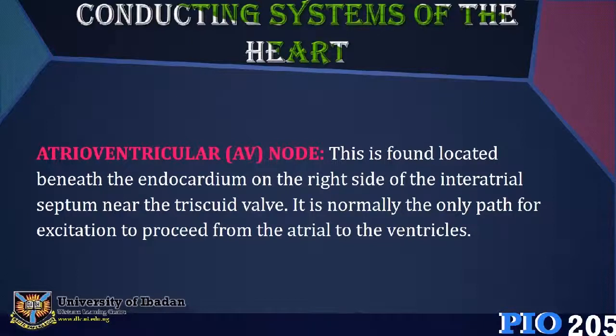Atrioventricular AV node. This is located beneath the endocardium on the right side of the interatrial septum near the tricuspid valve. It is normally the only path for excitation to proceed from the atria to the ventricles.